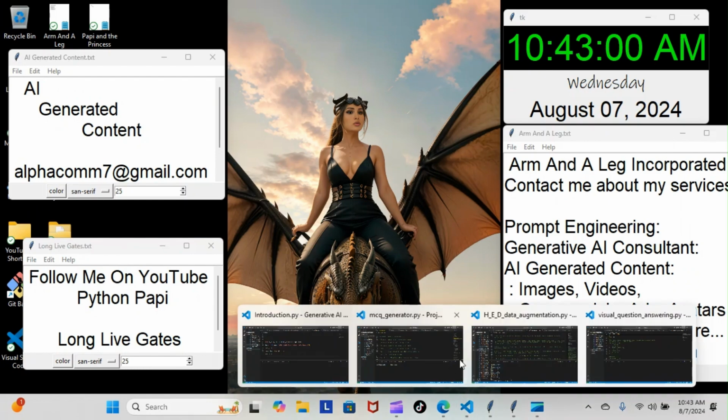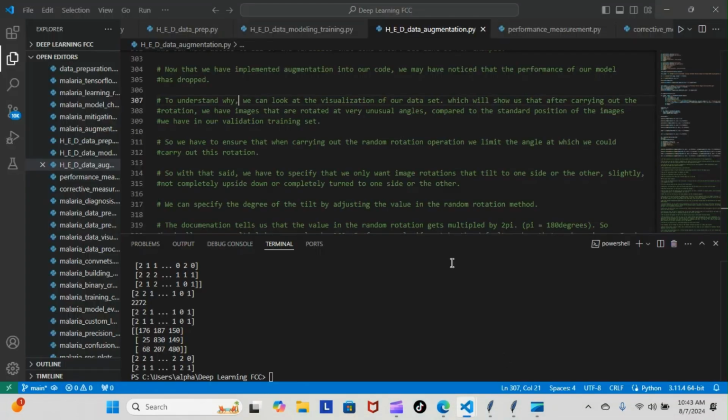Yesterday, if you recall, we went over the process of implementing data augmentation into our code, and today we're going to do some light reading and pick up where we left off. So now that we have implemented augmentation into our code, we may have noticed that the performance of our model has dropped. To understand why, we can look at the visualization of our data set, which will show us that after carrying out the rotation, we have images that are rotated at very unusual angles compared to the standard position of the images we have in our validation training set.